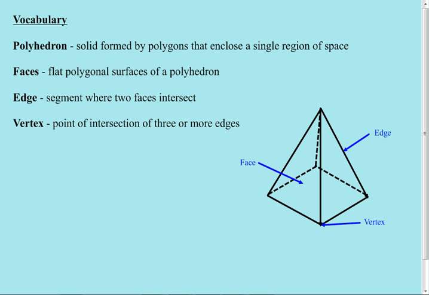So I got stuck on the homework. They're saying anything. This is a pyramid is also a polyhedron. So it's a big class of solids.